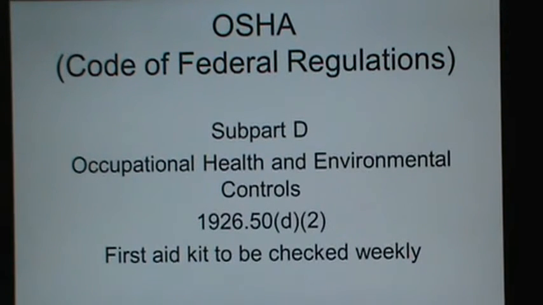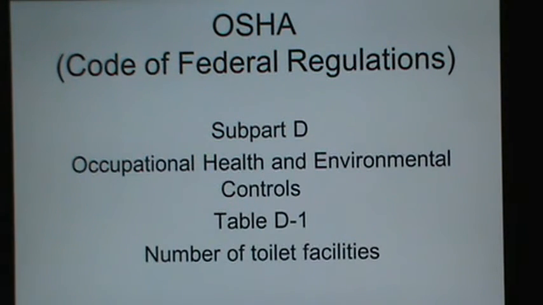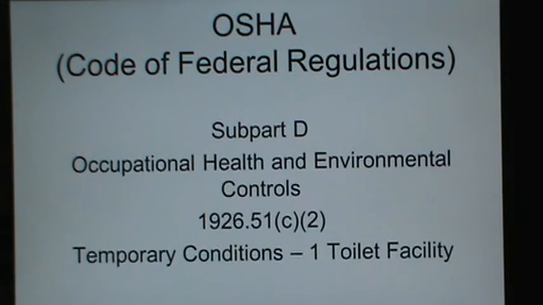Paragraph 50(d)(2) talks about how the first aid kit has to be checked weekly and before being sent out on each job. Table D-1 discusses how many toilets should be on the job site. Based on the number of employees, there shall be a certain number of toilets. And then the paragraph just after that, paragraph (c)(2), says under temporary conditions, provision shall be made so that not less than one toilet facility is available.